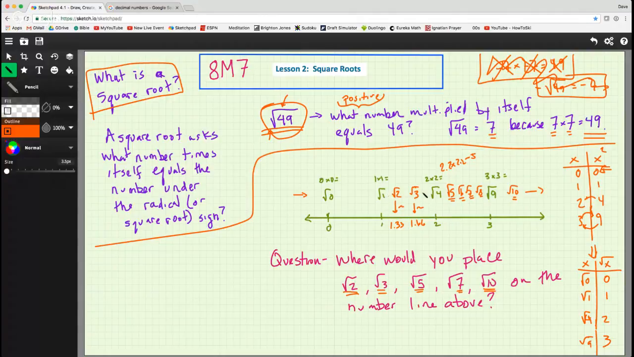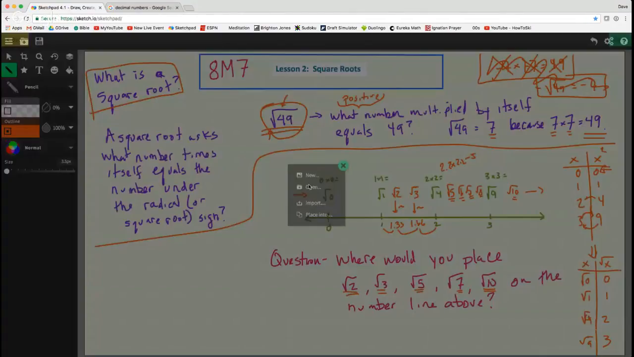They don't evenly fit between square root of 1 and square root of 4. They don't exist exactly between 1 and 2. These are not equal jumps, but they're kind of close. It's a good estimate.